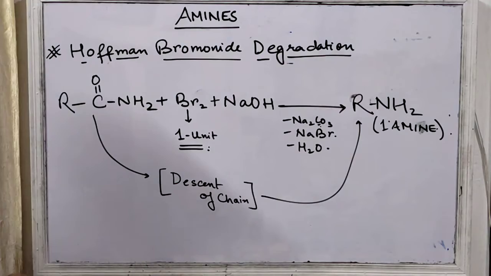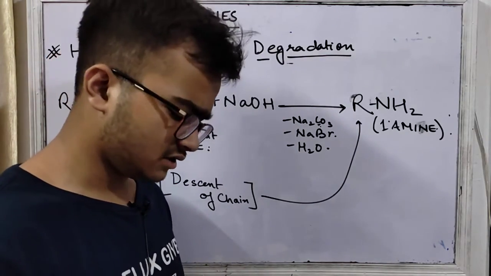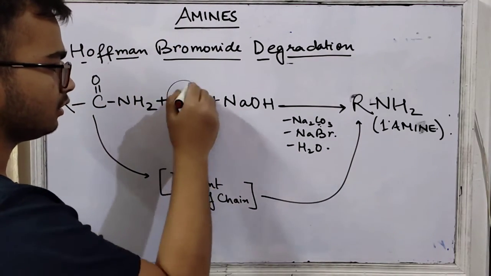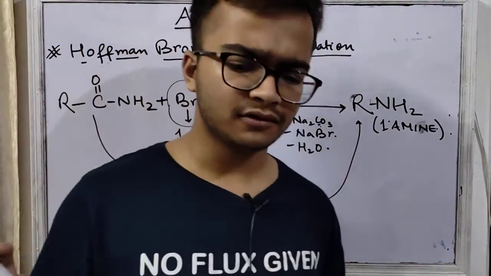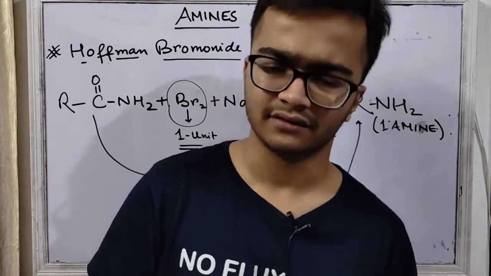Clear? So, this was all about the Hoffmann bromamide degradation, but the important thing you have to note down over here is you are taking only 1 unit of this Br2. Clear? So, copy it up to this much. This was about the preparation. Now, we will move to the physical properties.